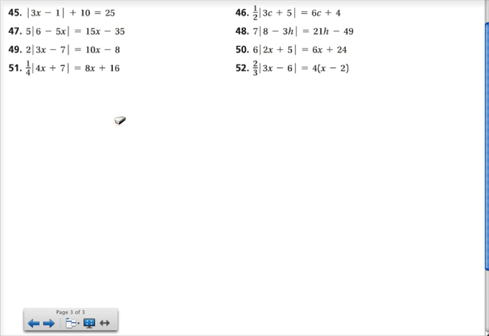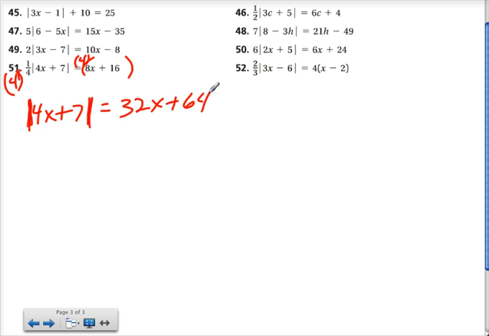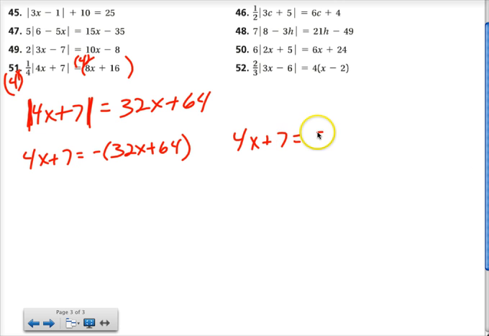All right, number 51, we cannot have that 1/4 in front. So what we're going to do is multiply both sides by 4. That will give us the absolute value of 4x plus 7 equals 32x plus 64. And then again, it's just a matter of having those two escape routes. So 4x plus 7 equals a negative of 32x plus 64, and 4x plus 7 equals a positive of 32x plus 64.